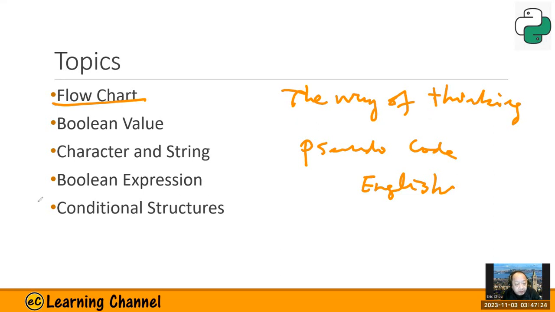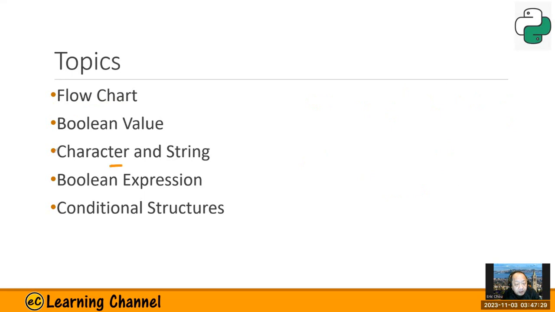The next one, we are going to talk about Boolean value, character, and string. These are some other data types in Python. Then we'll go into the conditional statements, the conditional structures, and Boolean expressions to talk about the selection in the program.